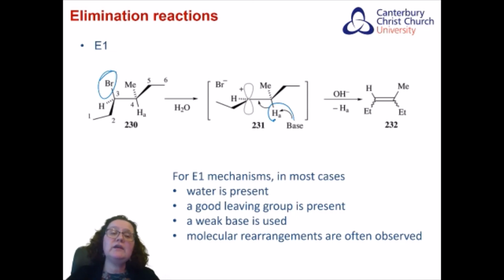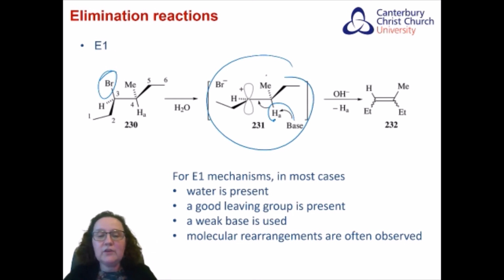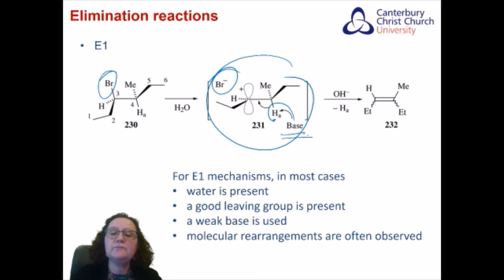When do you have an E1 or an E2 reaction? Well, for an E1, the one that goes through a carbocation, water is often present. You have a good leaving group that finds it easy to leave the molecule. You use a weak base, and molecular rearrangements are often observed.